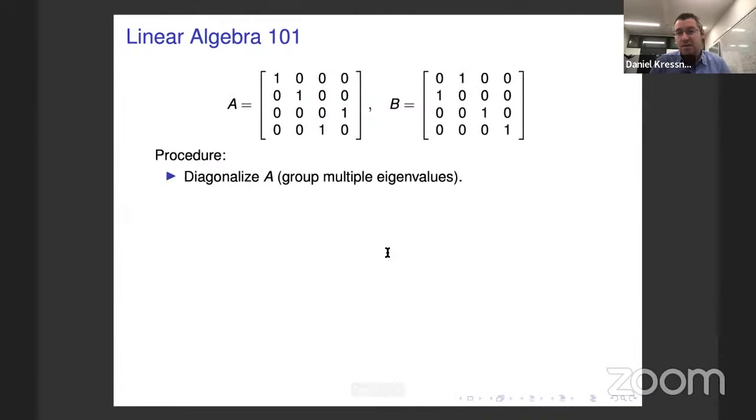And this would be the procedure. Here we have two matrices A and B, they obviously commute. They are not yet diagonal. So you would just diagonalize A and group multiple eigenvalues together. Well, you actually should group these three together here. And then you diagonalize the blocks of B which are not yet diagonal. And hence you get the joint diagonalization of A and B.